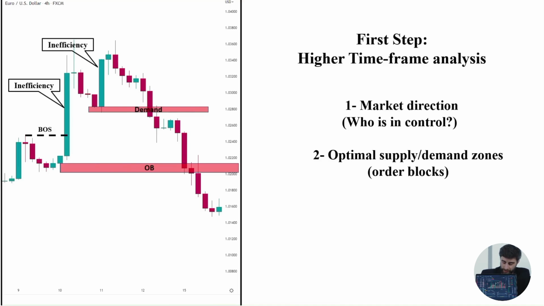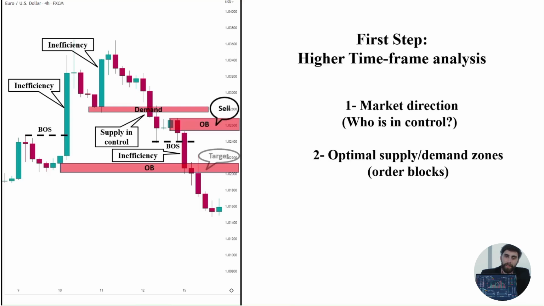After that, price broke the demand zone to the downside, so we can now say that supply took control. Once again, we had inefficiency with a break of structure, so we marked the new order block. And this zone would make a perfect selling opportunity, and our target would have been the next unmitigated order block.